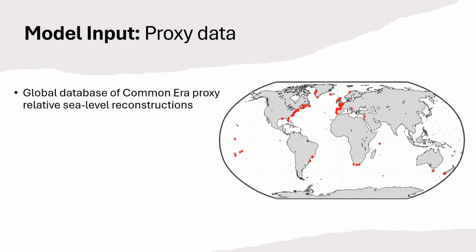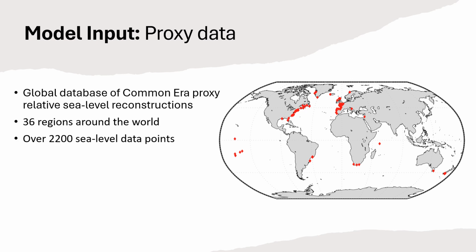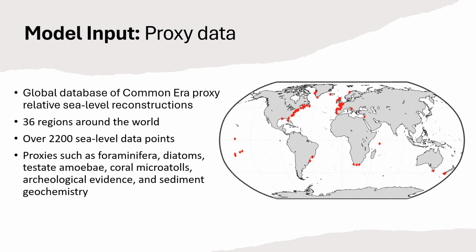And this is a map showing where all the data is from, where you can see the data shown by the red dots. And there is a bit of a bias in the North Atlantic region, where there's a lot of data, especially from continuous salt marsh sediment cores, and then there's kind of more sporadic data throughout the rest of the globe. But it does cover about 36 regions around the world, and right now there are over 2,200 sea level data points in this database, but it's constantly being updated over time.